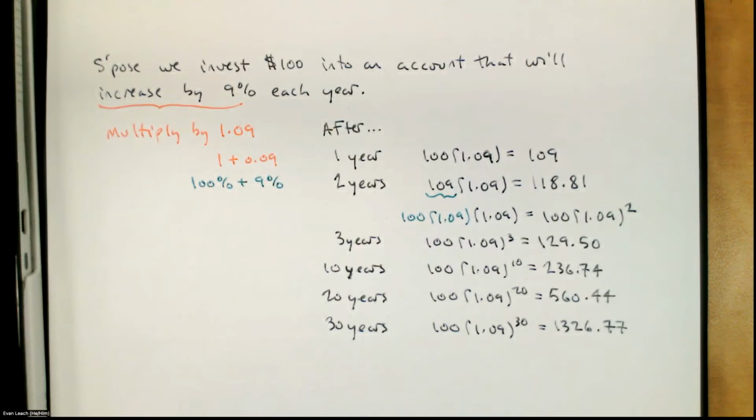So what we want to notice here is that all we did was take $100 and put it aside. Put that $100 to sleep for 30 years, and it comes back and it's 1326.77. Hopefully, 9% is beating inflation over those last 30 years.